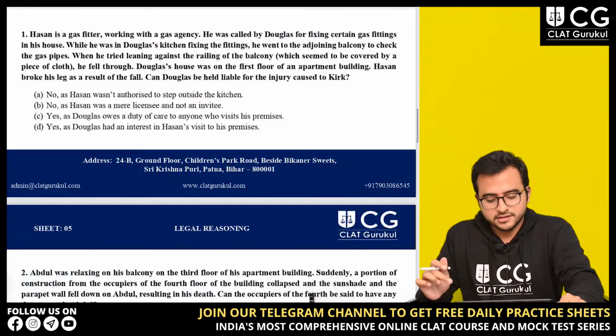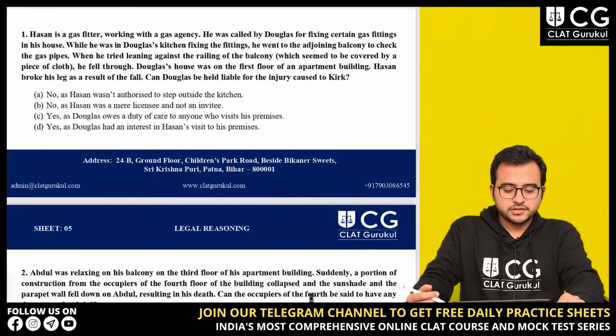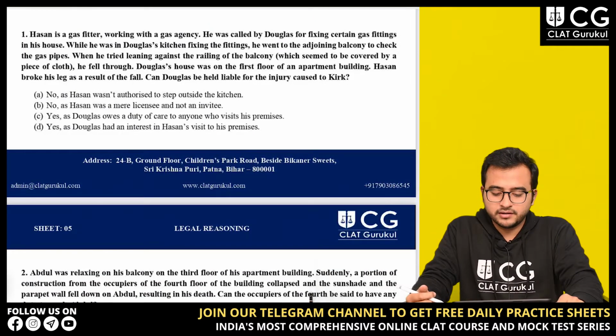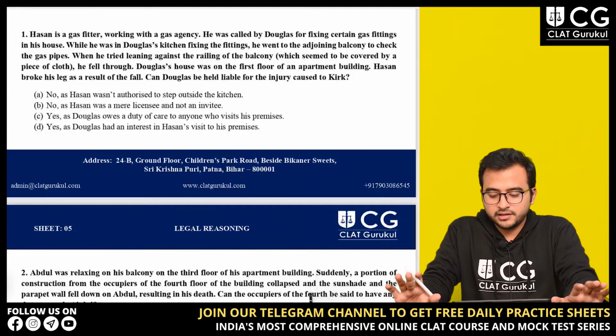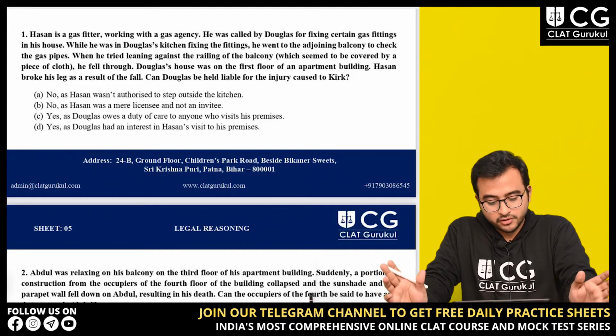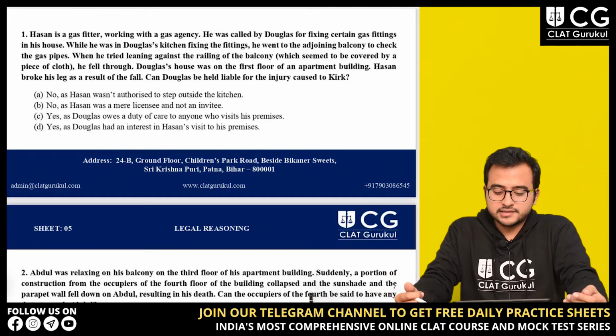Let's look at the questions now. The first question is, Hassan is a gas fitter working with a gas agency. He was called by Douglas for fixing certain gas fittings in his house. While he was in Douglas's kitchen fixing the fittings, he went to the adjoining balcony to check the gas pipes. When he tried leaning against the railing of the balcony, which seemed to be covered by a piece of cloth, he fell through. Douglas's house was on the first floor of an apartment building. Hassan broke his leg as a result of the fall.